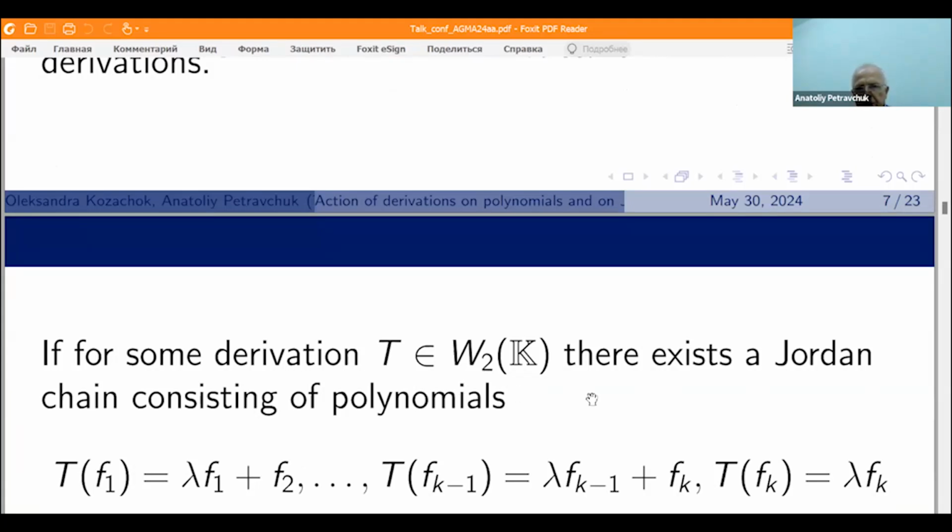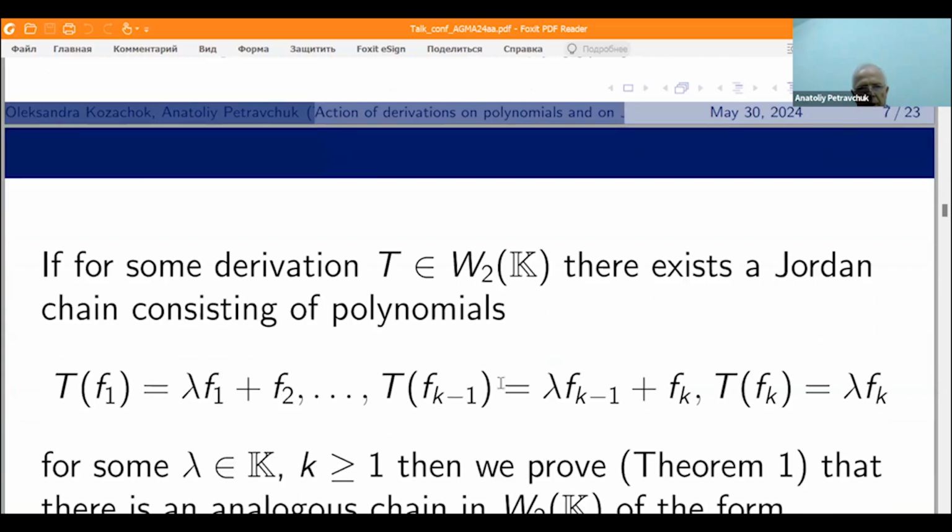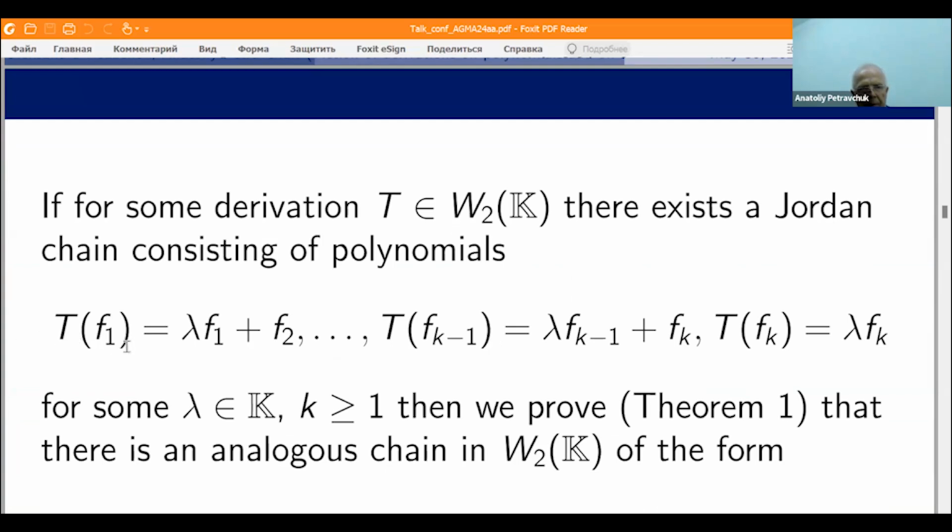Suppose for some derivation t there exists a Jordan chain consisting of polynomials: t(f1) equals lambda f1 plus f2, and so on, and the last equality t(fk) equals lambda fk, with such factors lambda. In general lambda can be a polynomial from the polynomial ring in two variables, but in this case lambda belongs to the field K.